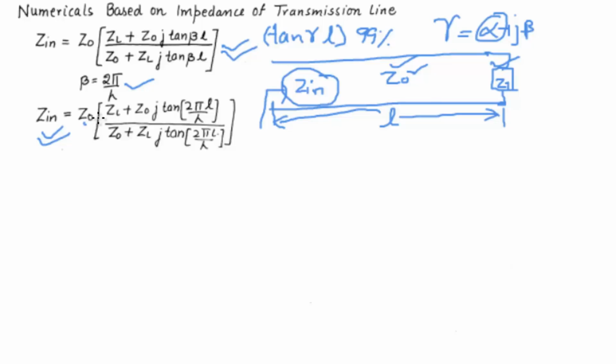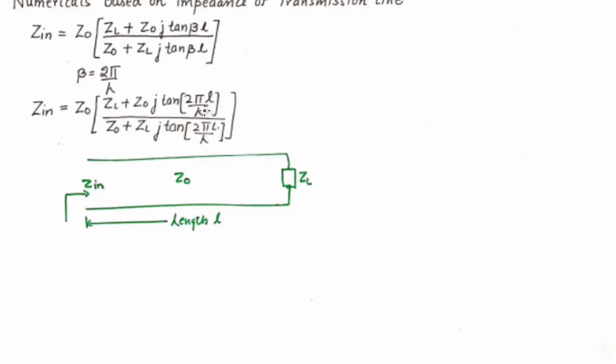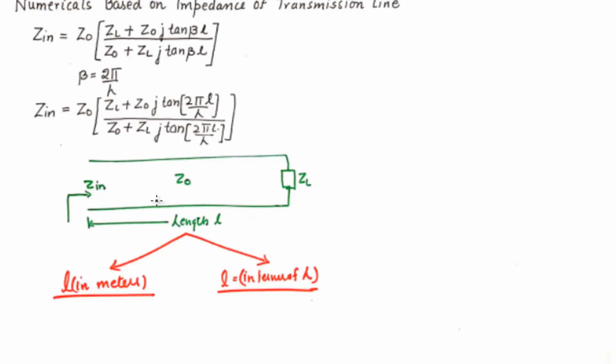So it is dependent upon two things, basically Z0 and ZL, and of course the distance. And let's see what kind of scenarios can pop up. We have this transmission line, the length is calculated from the load, and we could get two scenarios where the length could be given in meters or length could be given in terms of lambda. So in this particular video I'll talk about the case when the length is given in meters.